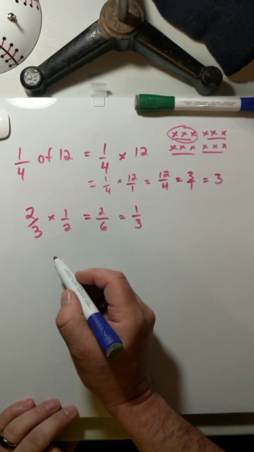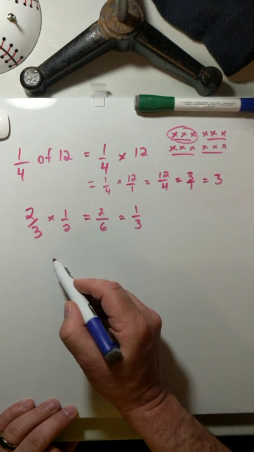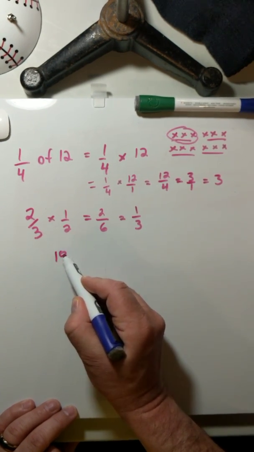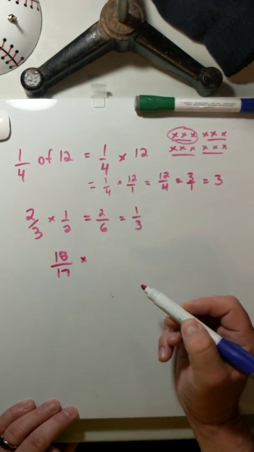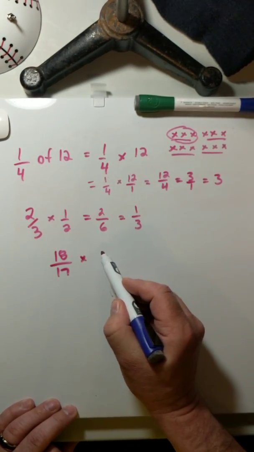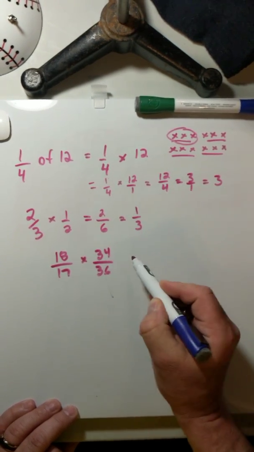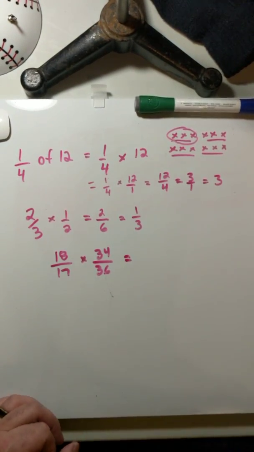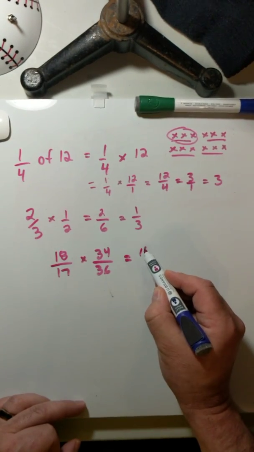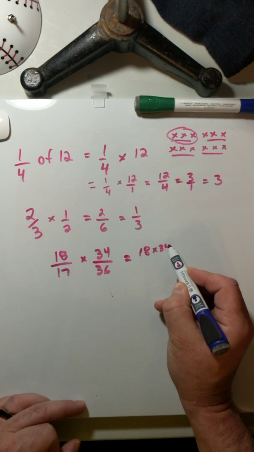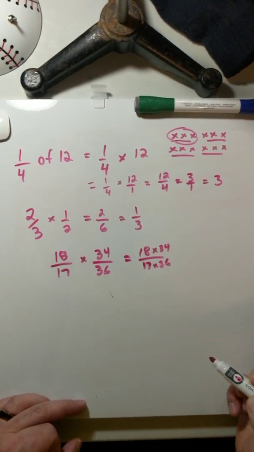And you can carry that even further, obviously, if you have some large fraction like 18 over 17, and we're going to multiply that to 34 over 36, that's going to be a lot of work. So I'm going to have to go 18 times 34 all over 17 times 36. Those are very large numbers.